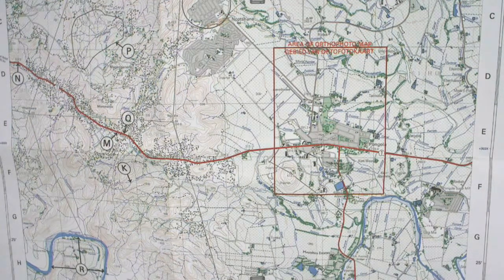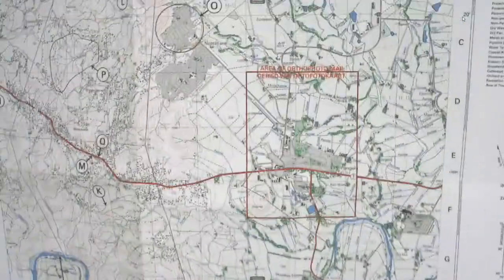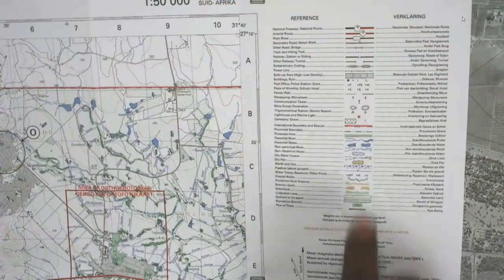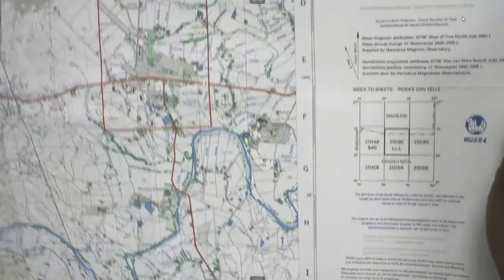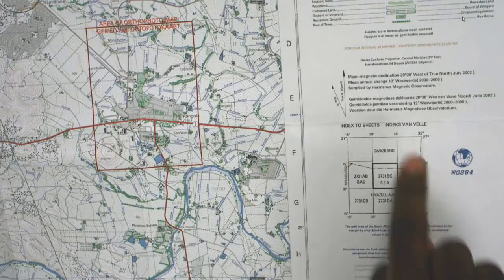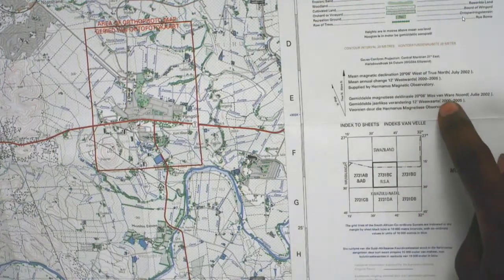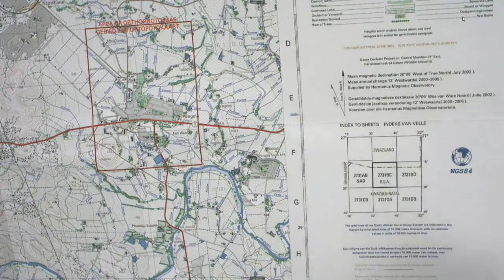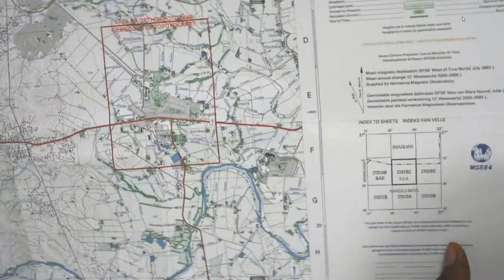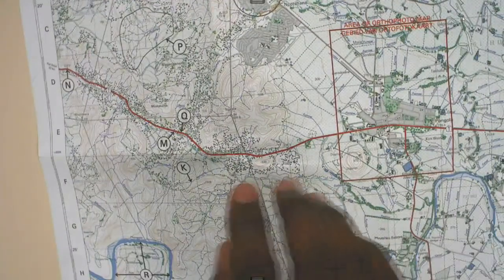You look at the stream patterns, the street patterns, you navigate your map, you look at your scale, your keys and symbols. It's very important that you look at all your keys and symbols. Then you also look at the information on magnetic declination and the index to sheets. Grade 12, also go through your orthophoto map and do just the same.